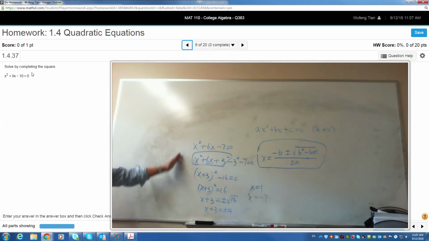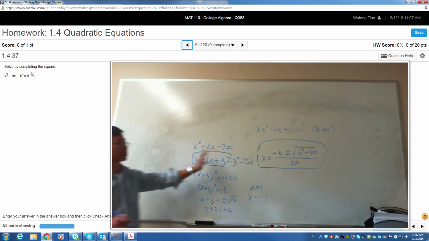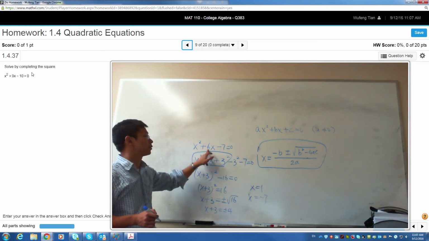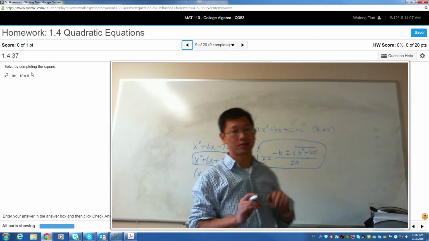Okay, so that's how you do it by completing the square. You can do factoring. You can use the quadratic formula, a equals 1, b equals 6, c equals negative 7. You can use that to solve it as well.